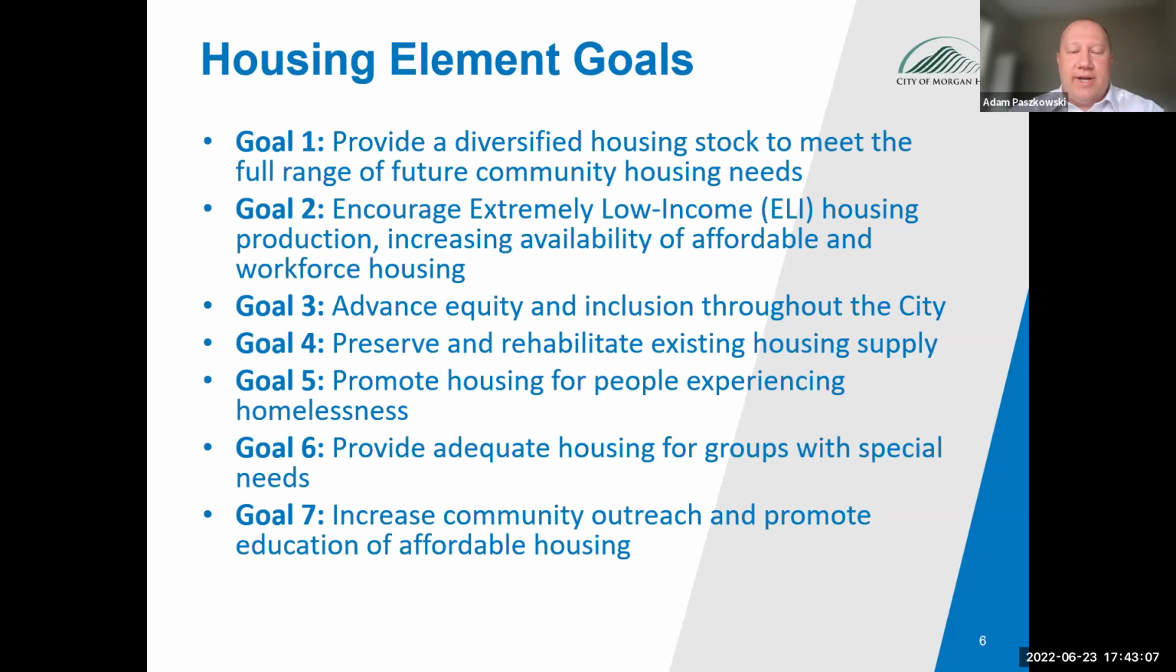So some of these goals were carried over from the previous housing element. Some of them were a little bit modified, but we did have a couple new ones. For example, goals 2 and 3, those were new for this coming year, as well as the last goal 7, which is increase community outreach and education. And so when we're going through this process with the housing element update, we realize that there's a lot more outreach that we can do, as well as education about what is affordable housing.